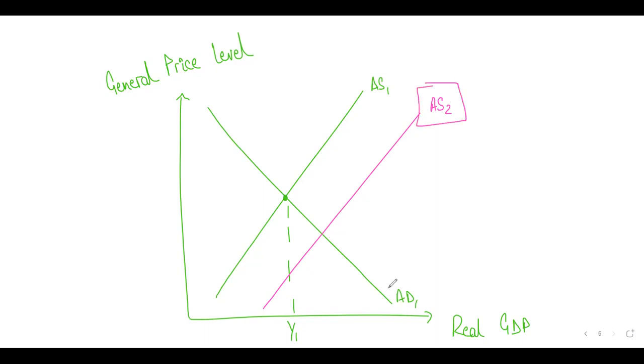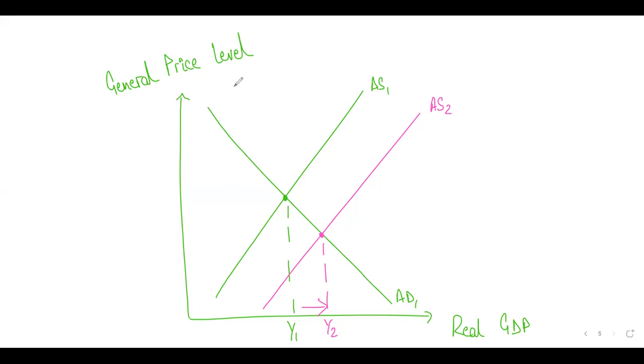Your new macroeconomic equilibrium would be where the new aggregate supply intersects with aggregate demand, and you can see for yourself that your real GDP would be higher than before. So that means that the actual economic growth has increased. Right, exactly, Arbab. That's correct.